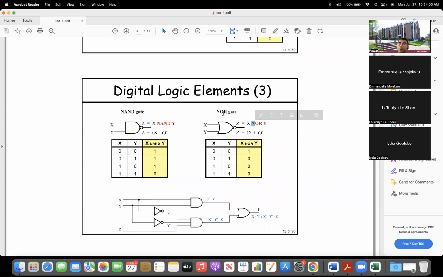Any questions on the NOR gate? Are we good? Do you understand NOR? Yes, sir. Okay, good. If you have questions, please do ask me, because I will ask the exact same questions in your exam. So please make a note that you should expect these questions, the truth tables, and I expect you to answer them correctly.